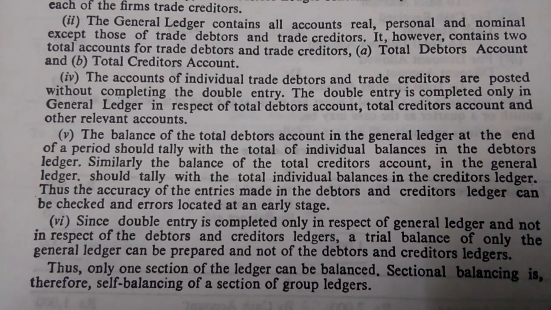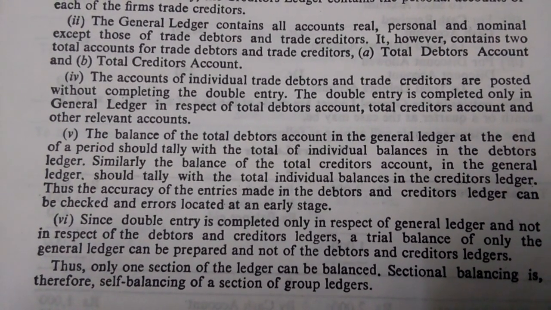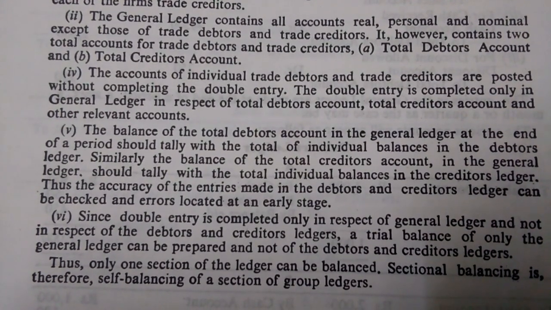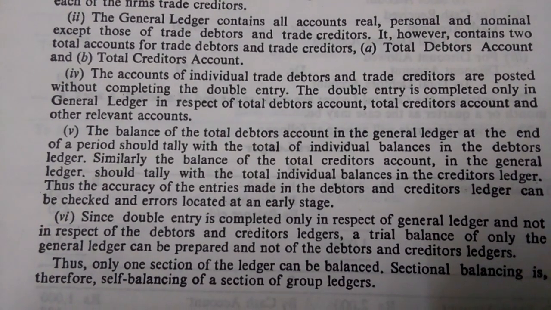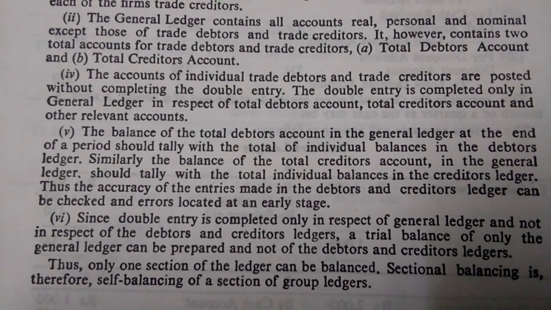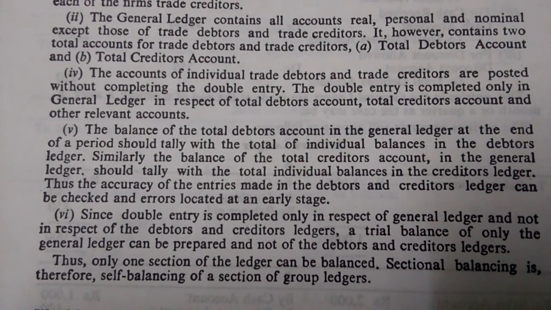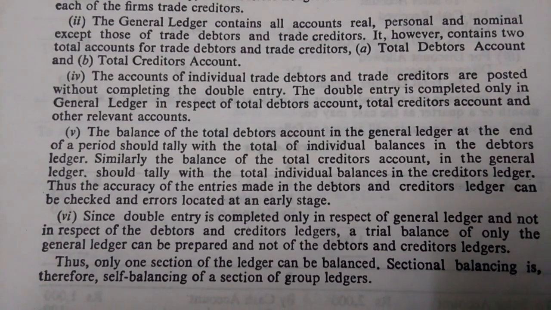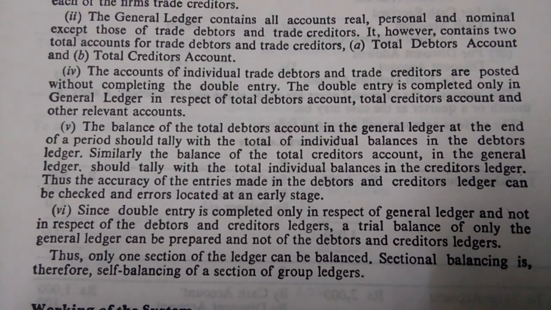Next, the accounts of individual trade debtors and trade creditors are posted without completing the double entry. The double entry is completed only in the general ledger in respect of the total debtors account, the total creditors account, and other relevant accounts.